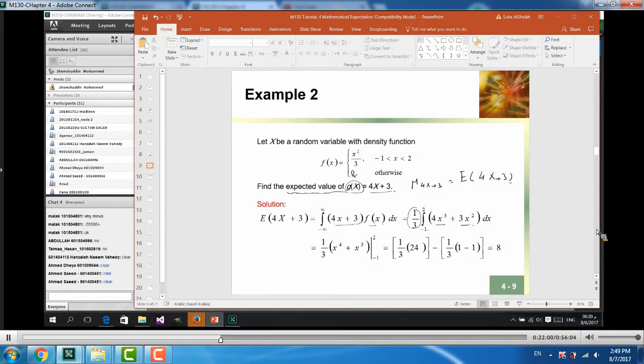Find the integration now. It's x to the fourth over 4. Cancel the 4. What remains is x to the fourth. Integration of x squared is x cubed over 3, and cancel the 3. So what remains is x cubed. This is from minus 1 to 2. Substitute with 2 minus the substitution at minus 1. Get the result, it's equal to 8.